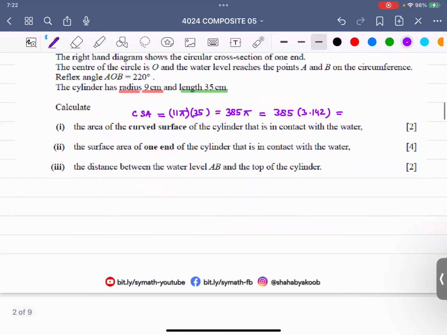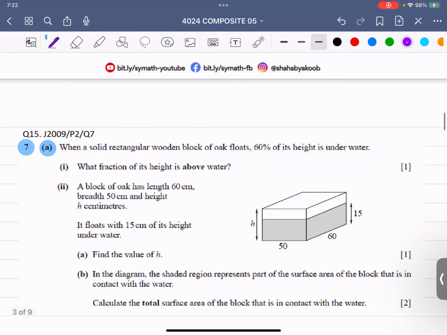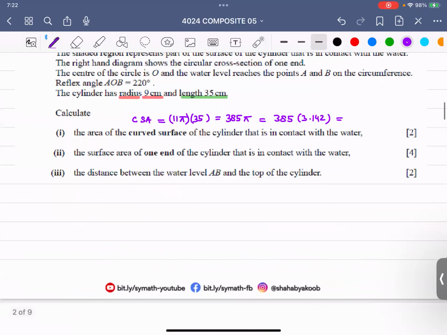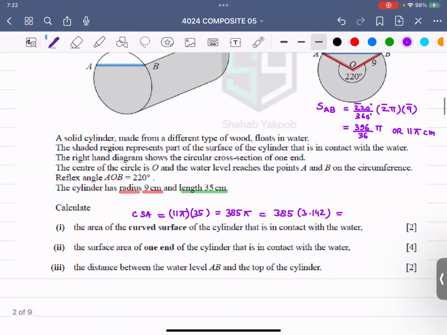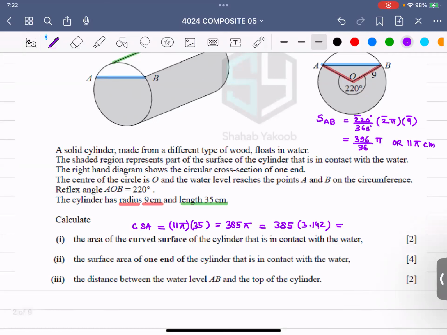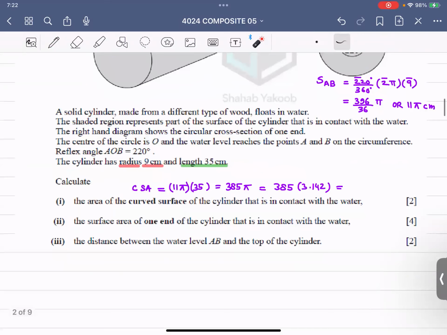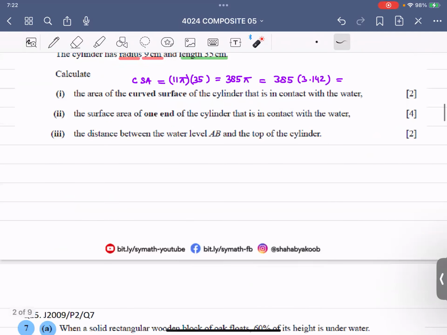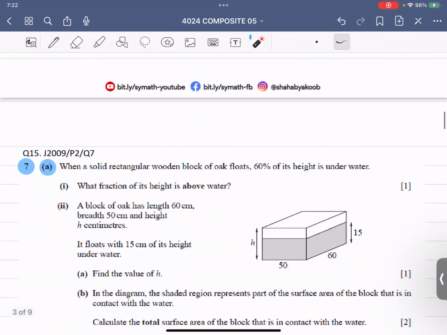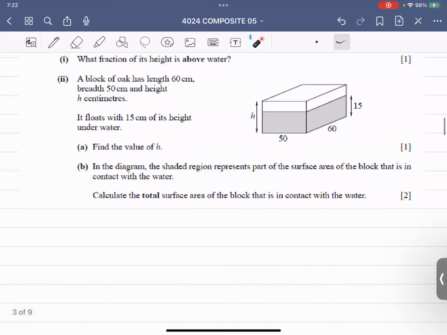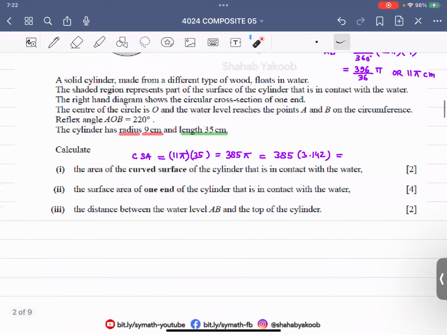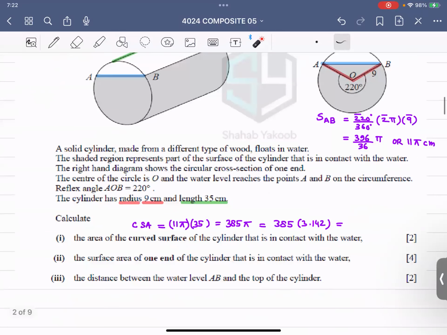And then it says the surface area of one end of the cylinder that is in contact with water. So one end of the cylinder, that is this one. That is the area of this sector plus the area of this triangle. So now let me work this out. I think I'll be needing more space, and I think I've broken this up into parts.